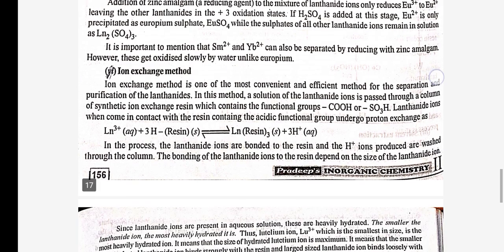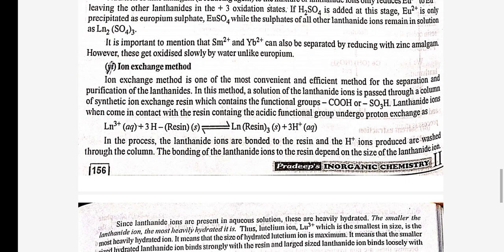Ion exchange method. This is one of the most convenient and efficient methods for the separation and purification of the lanthanoids. In this method, a solution of the lanthanide ions is passed through a column of synthetic ion exchange resin which contains a functional group. Lanthanide ions, when they come in contact with the resin containing the acidic functional group, undergo proton exchange. In the process, lanthanide ions are bonded to the resin as the H+ ions produced are washed through the column. The bonding of the lanthanide ion to the resin depends on the size of the lanthanide ion.